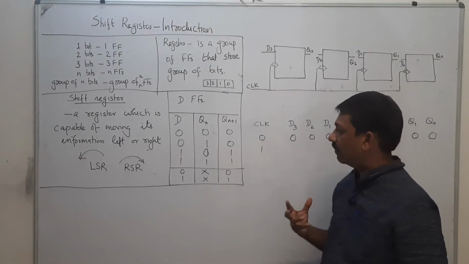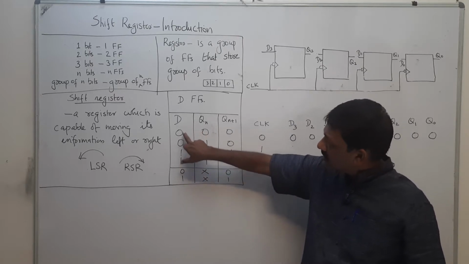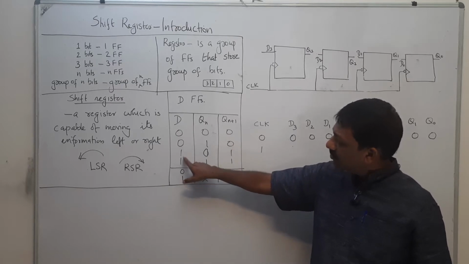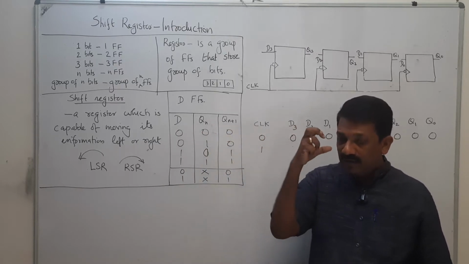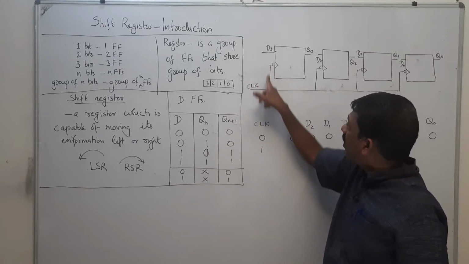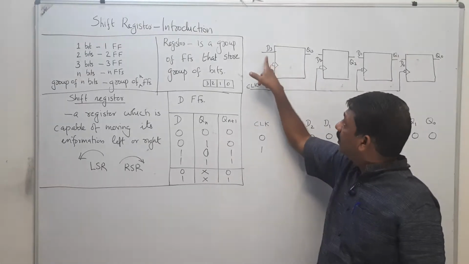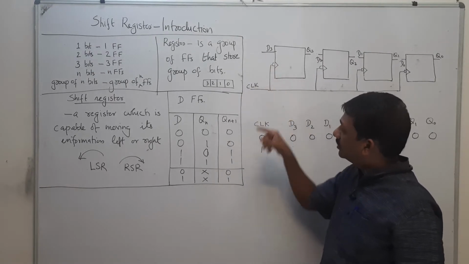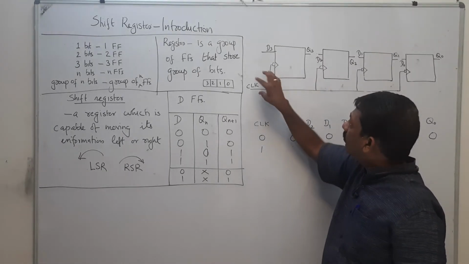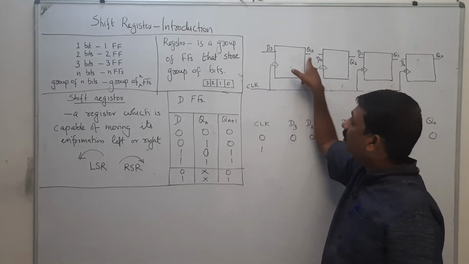Next output will be 0. See here, if it is 0 and 0, in both of these cases it is 0. That's why here we have zeros, and in this case we have two ones. That means if D3 is 1, then definitely after triggering Q3 will be 1. If D3 is 0, whenever you have a trigger on these negative edge triggered flip flops, Q3 is 0.